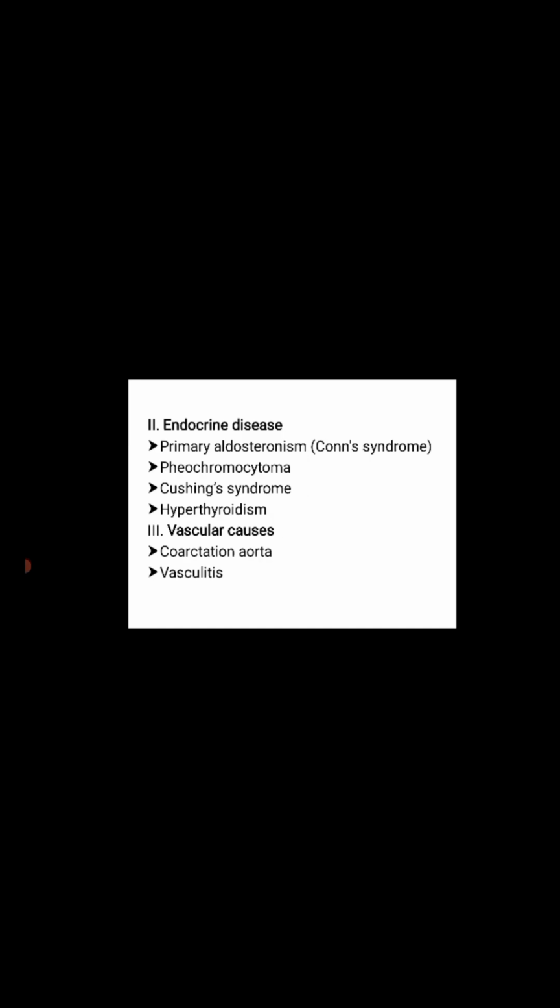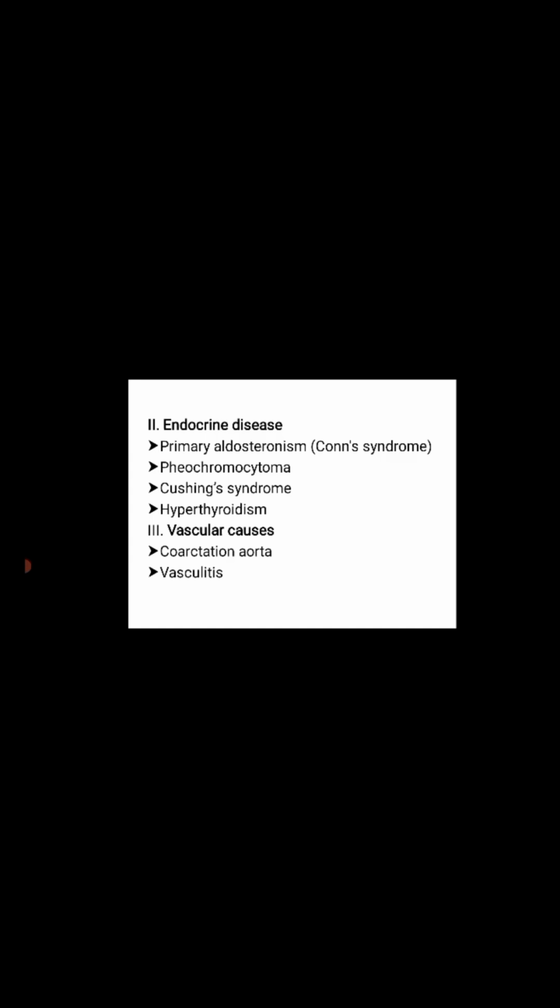Then number 2, we have endocrine diseases. Under that subtopic we have primary aldosteronism, also known as Conn's syndrome. Primary aldosteronism is where there is excessive production of aldosterone from the adrenal gland. This aldosterone will lead to increased sodium reabsorption, which will in turn lead to an increase in blood volume.